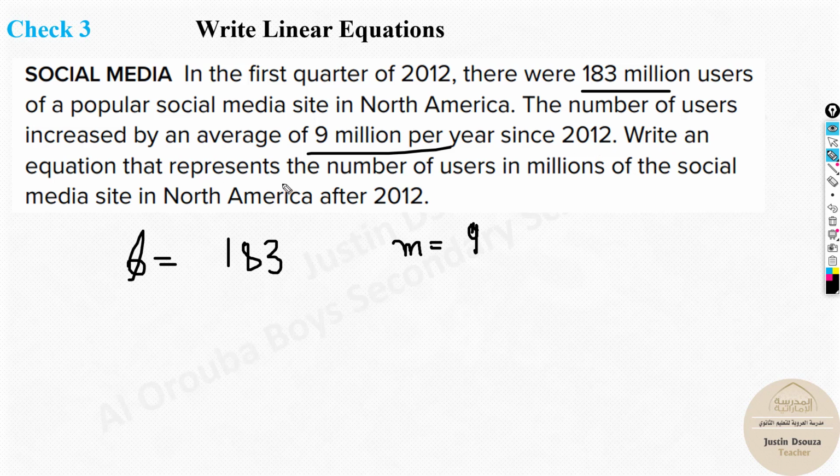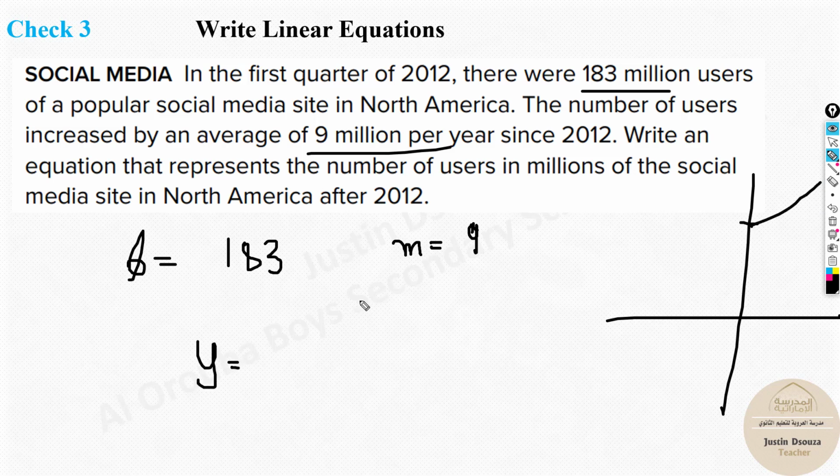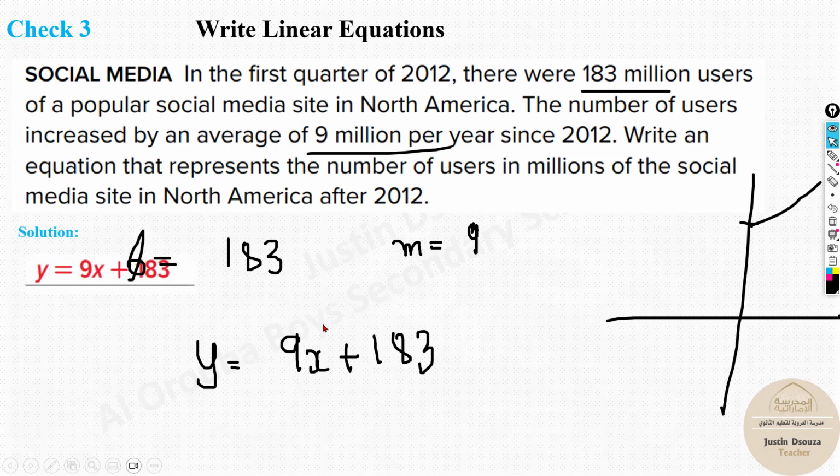Now, write an equation that represents the number of users in millions of the social media site in North America after 2012. So this is what it was in 2012, the y-intercept. Already it was 183. Then it increases. So your equation will be y equals mx plus b, that is y = 9x + 183. That is it. So that is your answer, because these both are in millions.